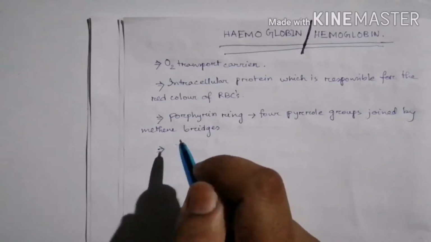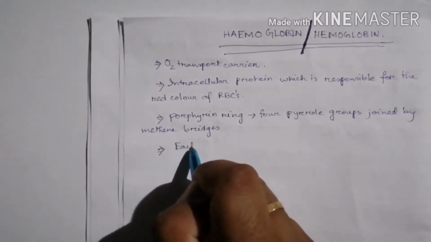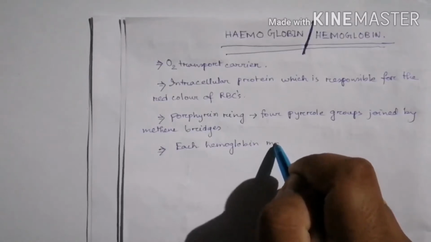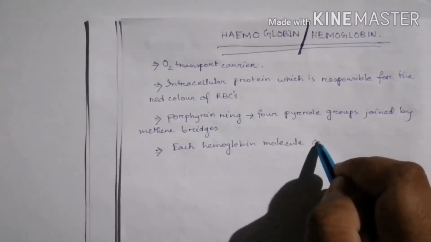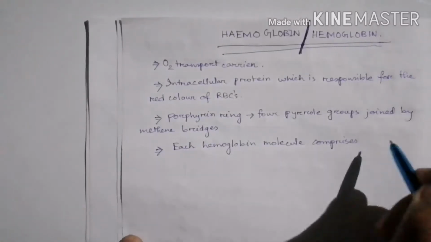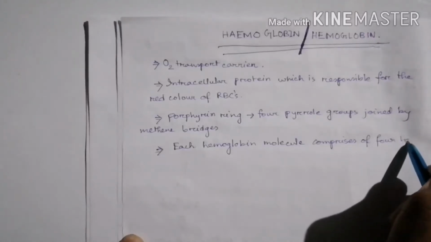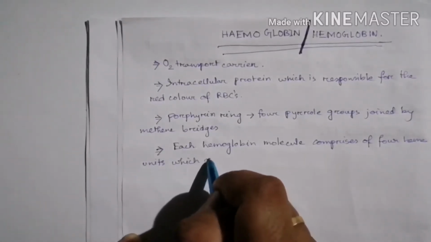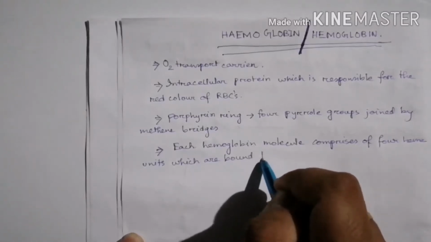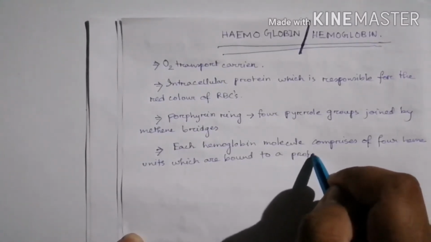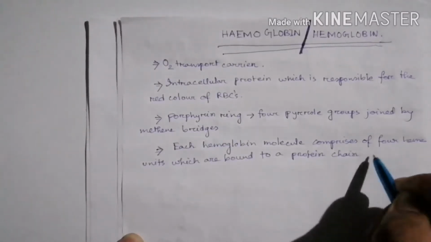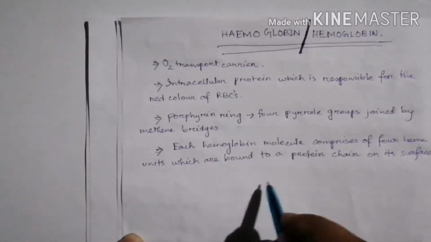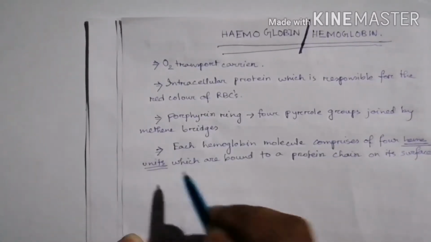Next, each hemoglobin molecule comprises 4 heme units which are bound to a protein chain on its surface. Now, what is this heme unit?